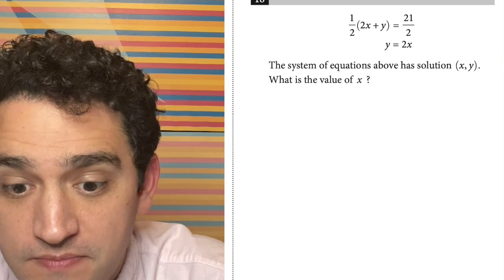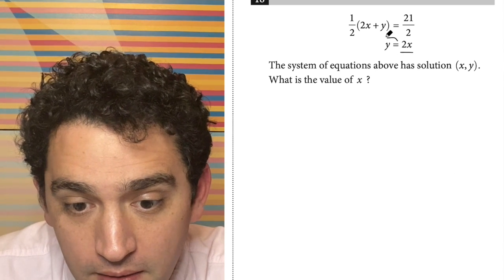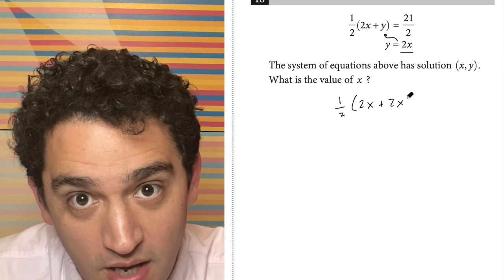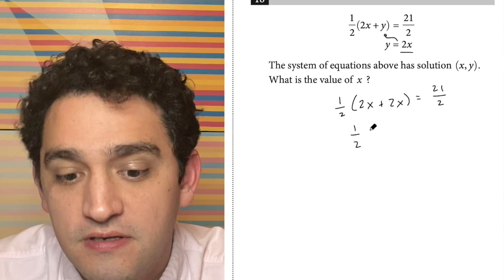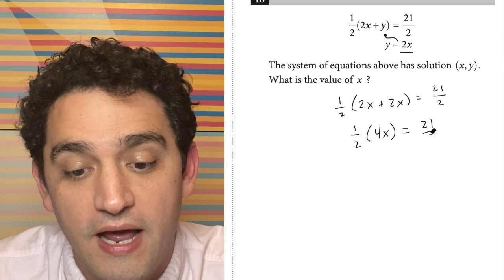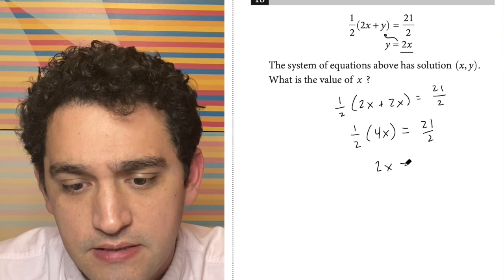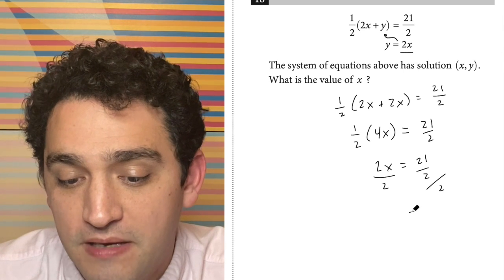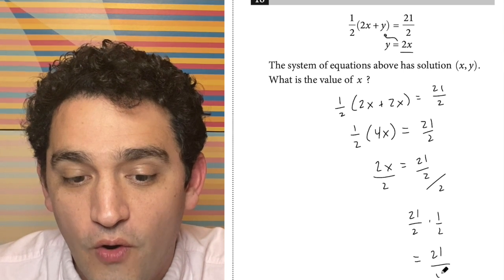What's the value of x? This is pretty simple. All we have to do is plug in 2x in for y. So 1/2 times 2x plus 2x, because y is 2x, equals 21/2. Well, that's 1/2 times 4x equals 21/2. 1/2 of 4 is 2. So 2x equals 21/2. Let's divide by 2. That becomes 21/2 times 1/2, or 21 over 4.